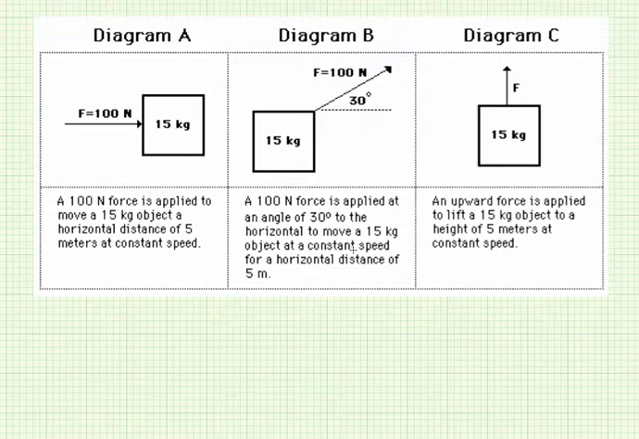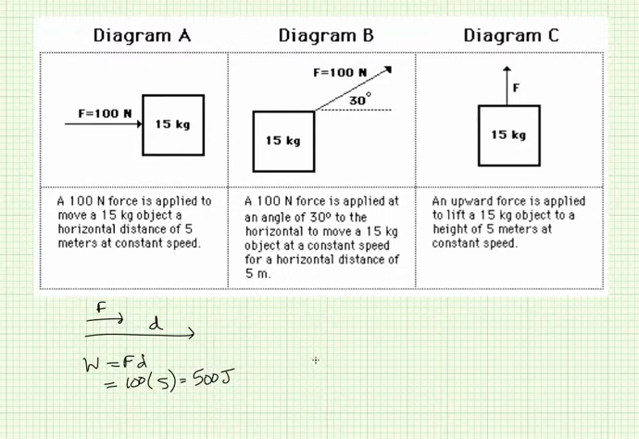In diagram A, we've got the simplest form of work. In this case, we have a 100 Newton force. So we have our applied force trying to move this 15 kilogram object a distance of 5 meters at constant speed. I have my force to the right, and my distance is also to the right. So in that case, it's simply work equals force times distance. That's going to give me 100 times the distance, which was 5 meters. I'm going to have a total amount of work of 500 joules.